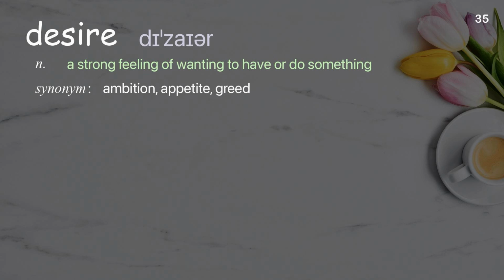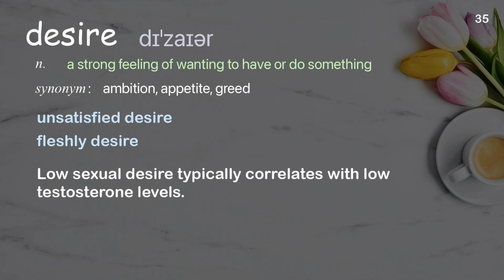Desire. A strong feeling of wanting to have or do something. Examples: unsatisfied desire. Fleshly desire. Low sexual desire typically correlates with low testosterone levels.